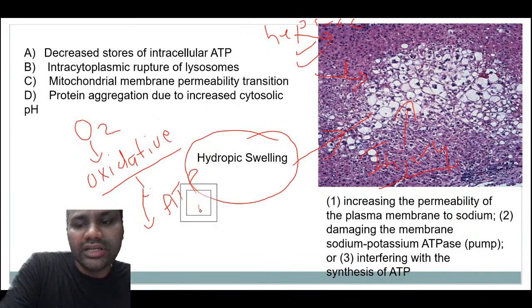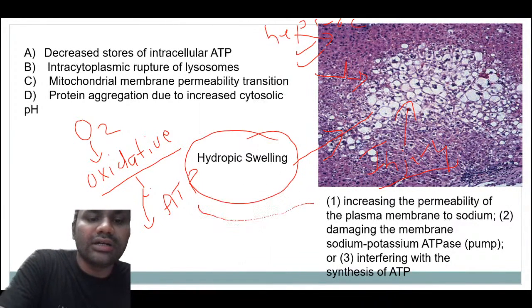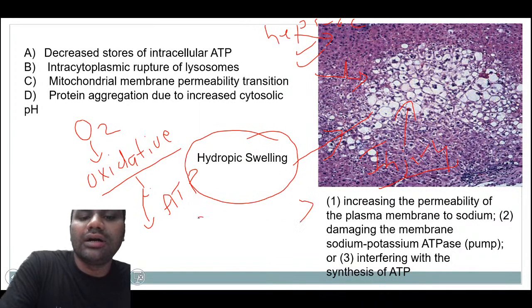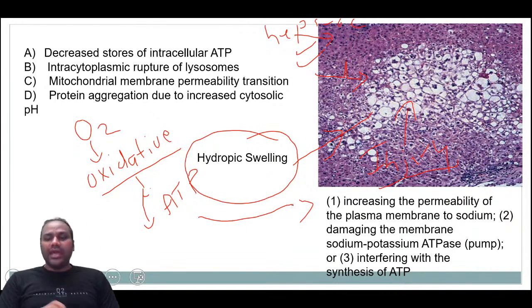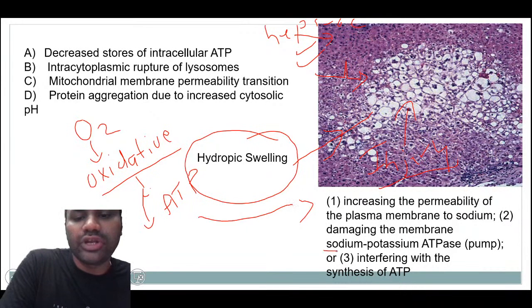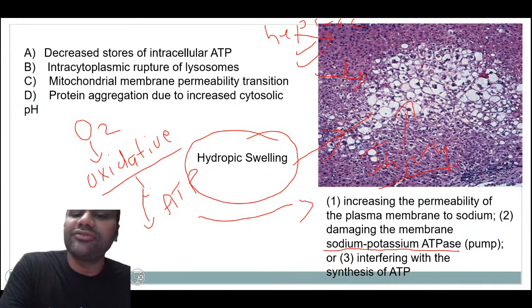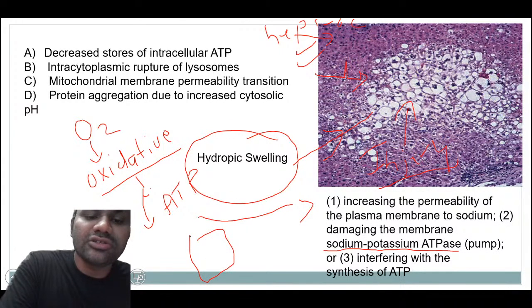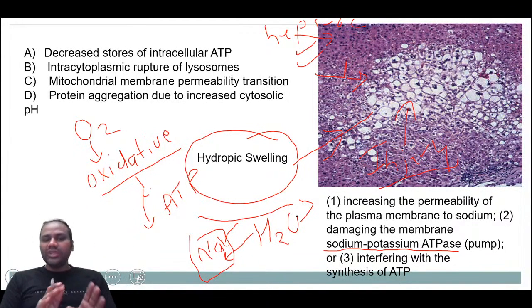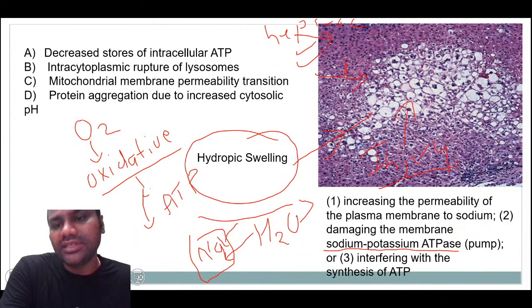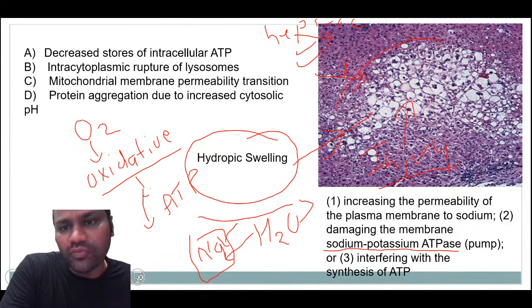Obviously it will increase the plasma membrane permeability for sodium, and hence this will result in damage of the sodium potassium ATPase pump. When the sodium potassium ATPase pump is damaged, it will obviously increase the sodium inside the cell. So this is the cell, and sodium will increase inside the cell. With this, H2O will also move. Because of that movement you can see these changes, that is hydropic changes.